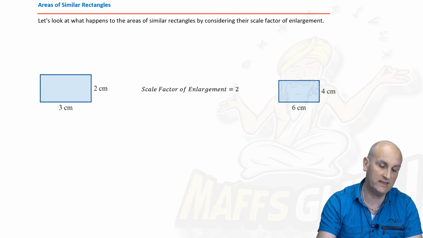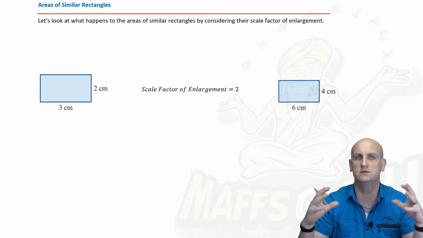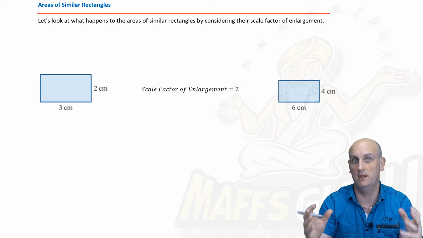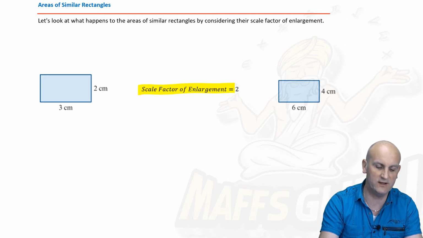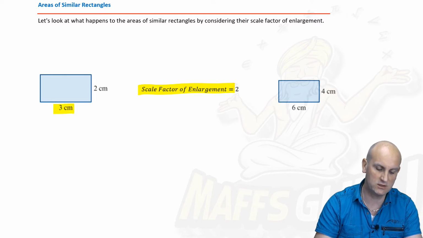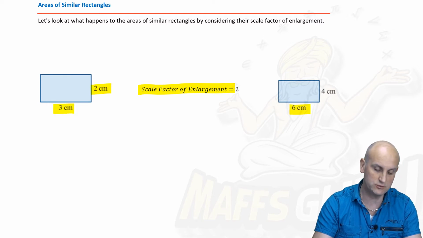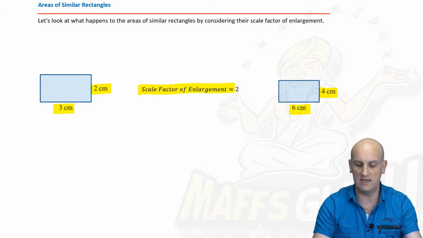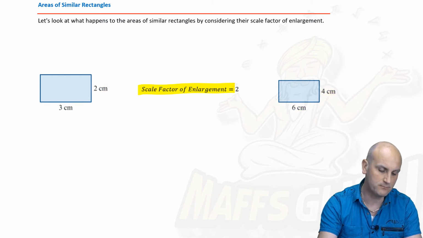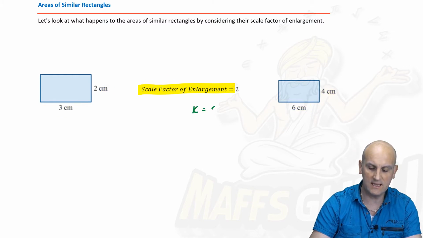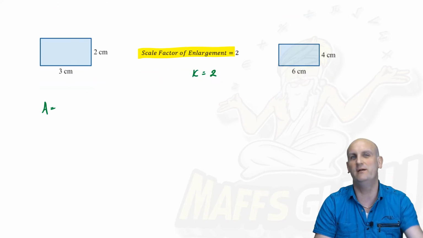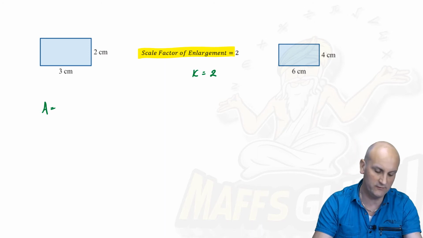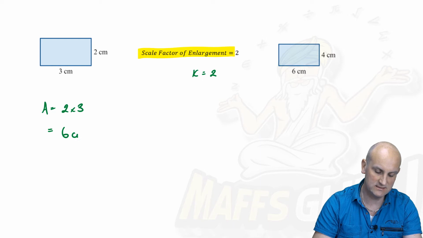Similar rectangles. Again, for them to be similar, all sides have to be multiplied by the same multiplier. Let's say here, it suggests we have a scale factor of enlargement 2. Let's just check. 3 doubled is 6. Yep, 2 times 2 is 4. Okay, I'm happy with that. So once again, K is 2. Can we find the area of this shape here? Yes, we can. We know area is length times width. So that becomes 2 times 3, which is equal to 6 centimeters squared.